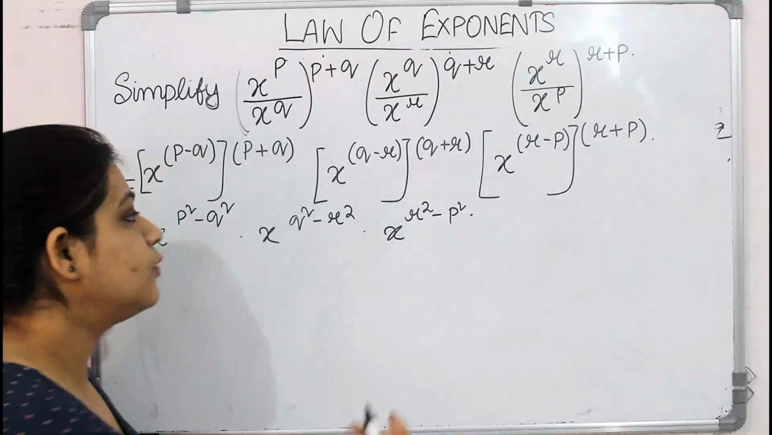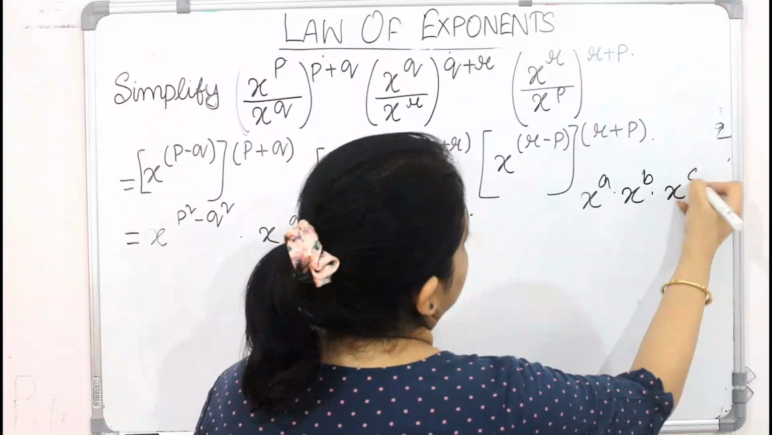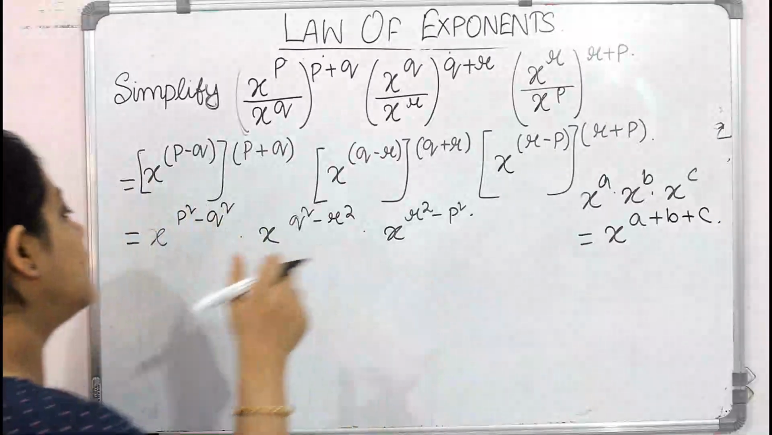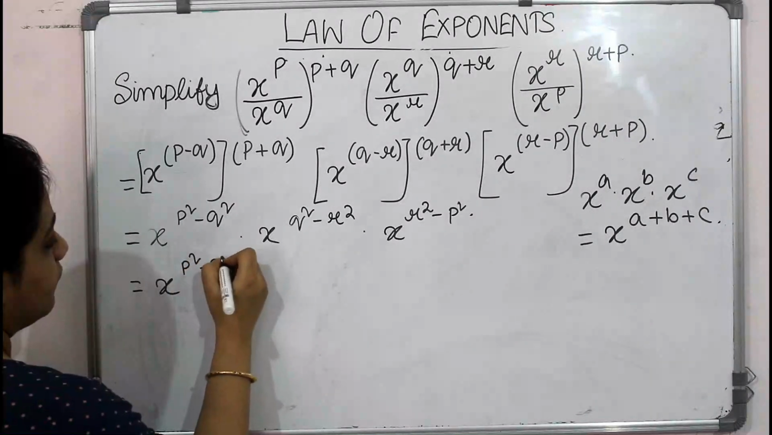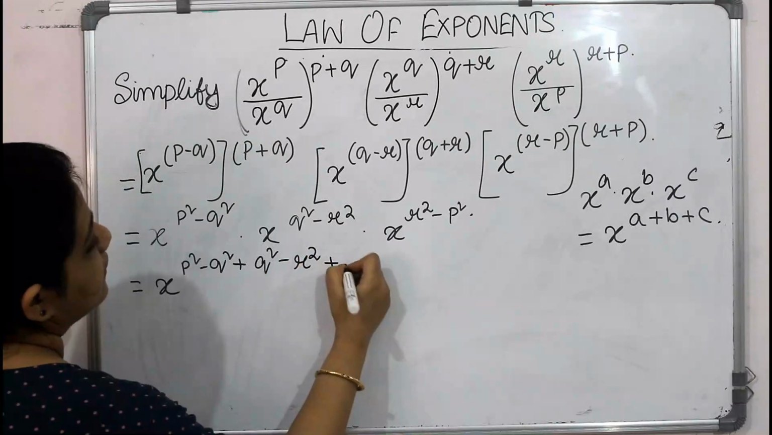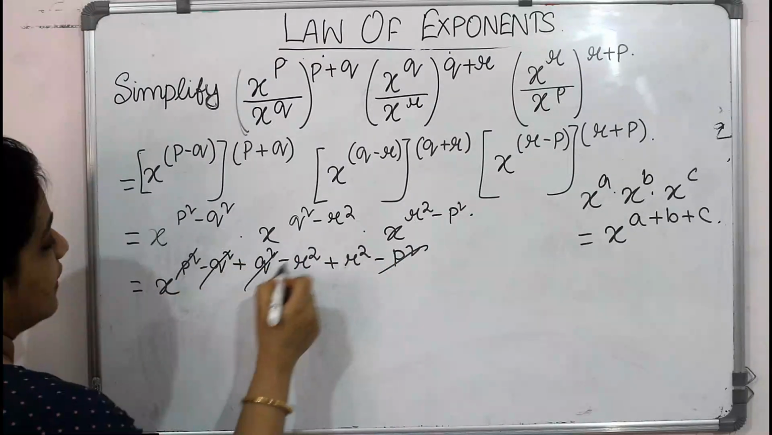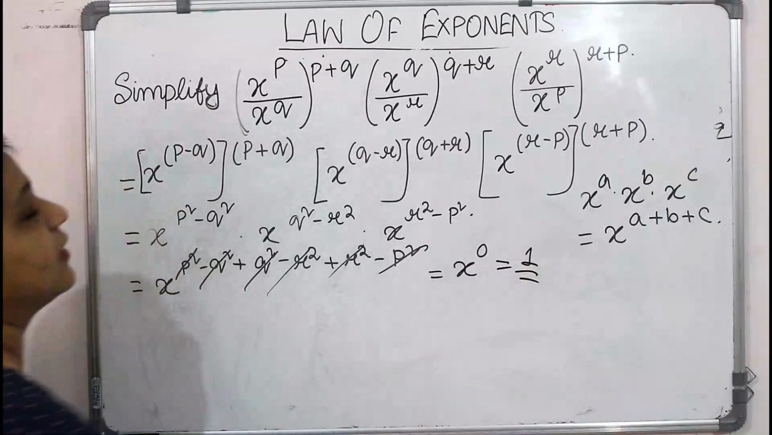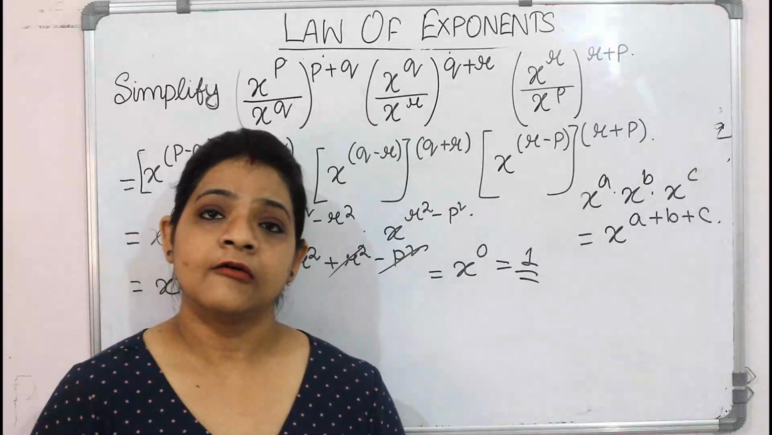So what formula will you use? If it is of the form x to the power of a, x to the power of b into x to the power of c, we write it as x to the power of a plus b plus c. So here also we are going to apply the same formula. So p square minus q square, again I will add these powers, q square minus r square plus r square minus p square. So p square gets cancelled, this gets cancelled, this gets cancelled. So x to the power of 0, so that is 1 is the final answer. Okay, so let's move on to the fifth sum.